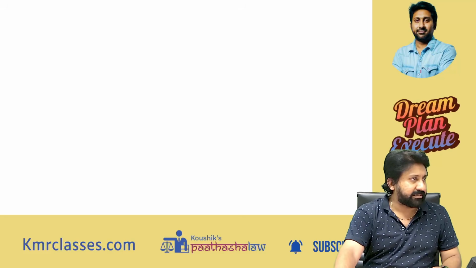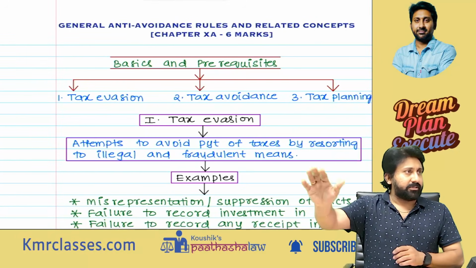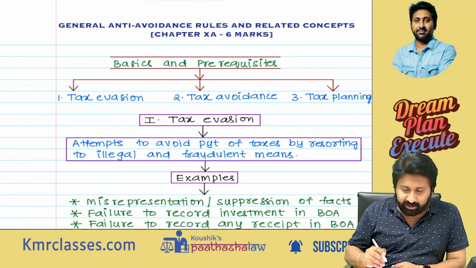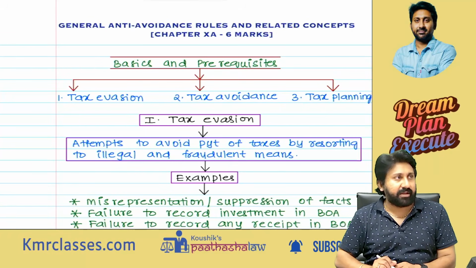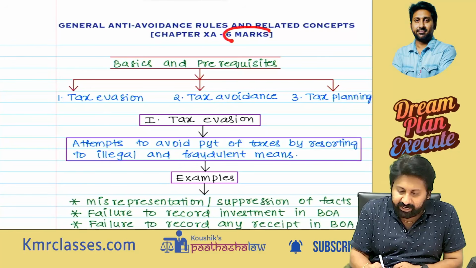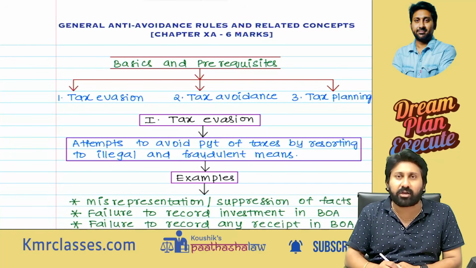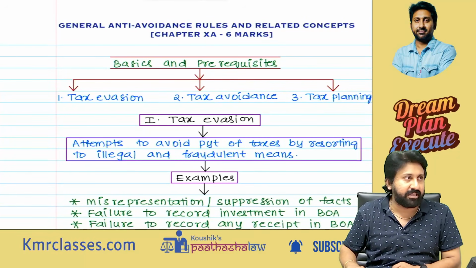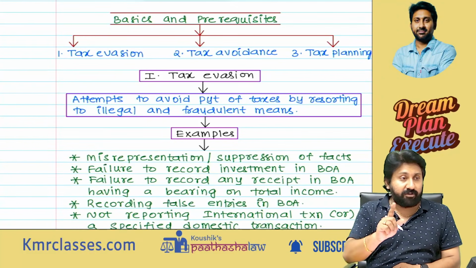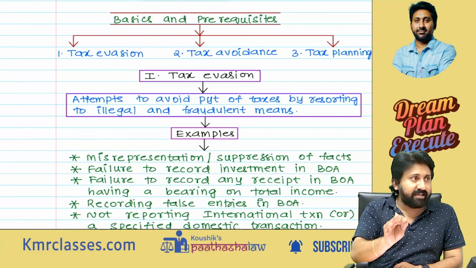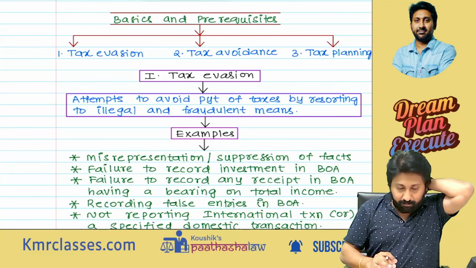See here once. General anti-avoidance rules related concept. This was introduced as Chapter 10A of the Income Tax Act, and 99.99% it comes for 6 marks or else 5 marks. But 100% a question will be there on GAAR provisions. From the study material point of view, I'm going to cover each and every minute detail. Please listen carefully. Point number 1.